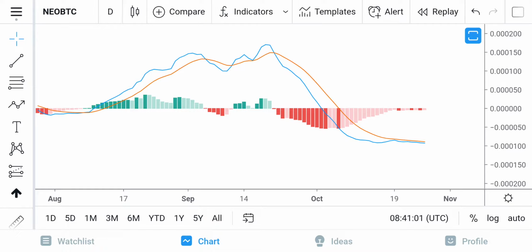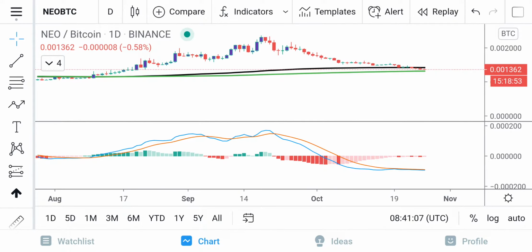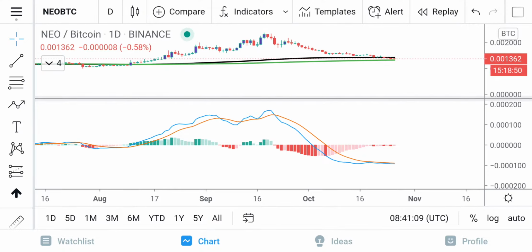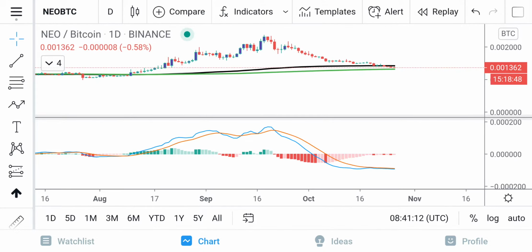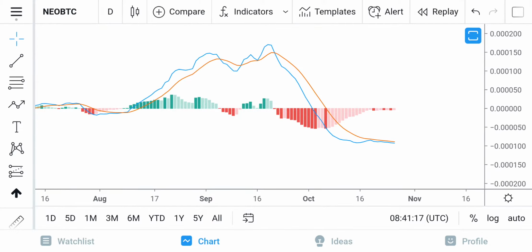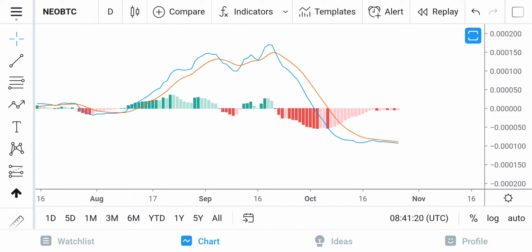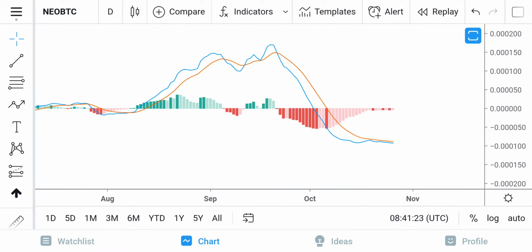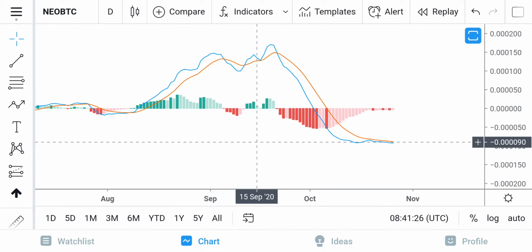First of all, I'm going to show you how you can use this indicator to anticipate the market turning point from buying to selling, from selling to buying. When the MACD line and signal line are below 0, the histogram turns red. When it is above 0, it turns green.